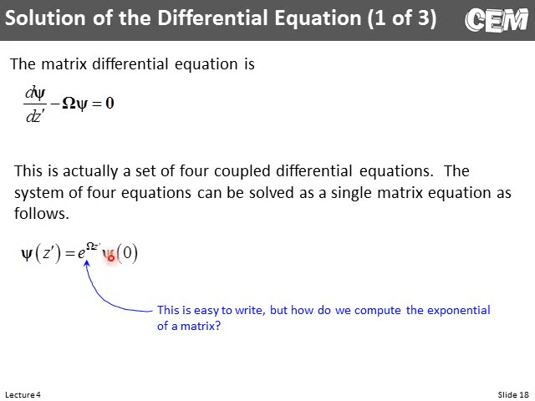And we can solve this matrix differential equation and write a matrix solution. This is a bold psi. Remember, that's the column vector. So that's our solution. Our four fields as a function of z is an exponential with that matrix omega up there times our initial values for those four fields.